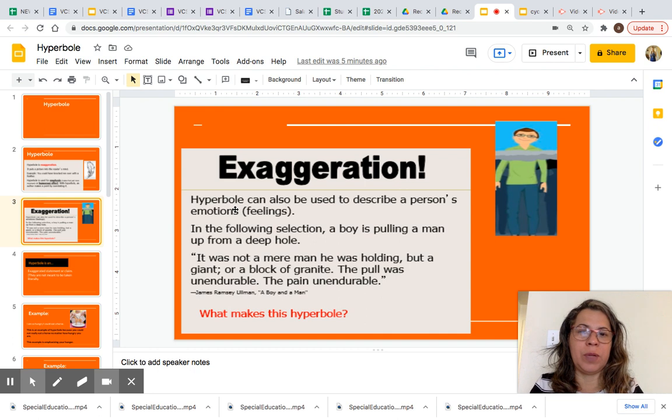Hyperbole can also be used to describe a person's emotions and feelings. In the following selection, a boy is pulling a man up from a deep hole. It was not a mere man he was holding, but a giant or a block of granite. The pull was unendurable, the pain unendurable. So this is a hyperbole, an exaggeration. The man wasn't actually a giant.